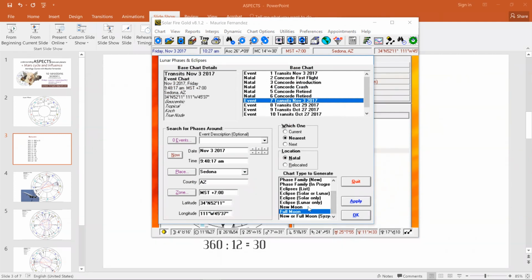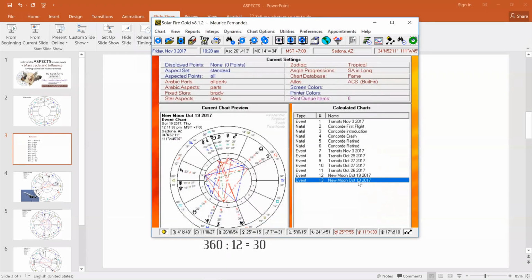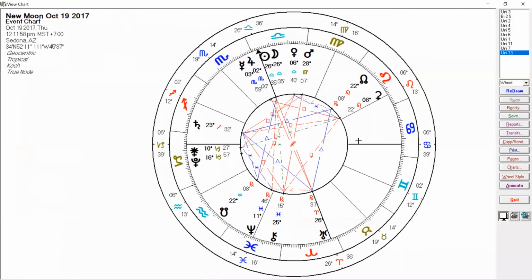So I'm going here to new moon, and I'm going to track when that was. The new moon, that you can all see the chart, I believe, yes. The new moon started October 19, 2017 at 26 Libra. And it was in direct opposition to Uranus at 26 Aries.